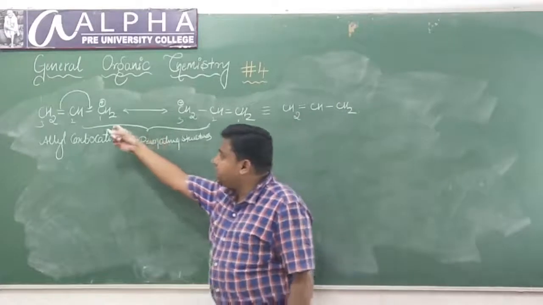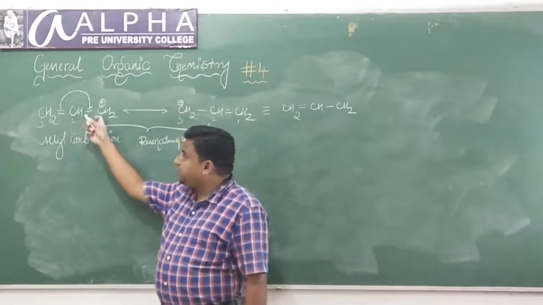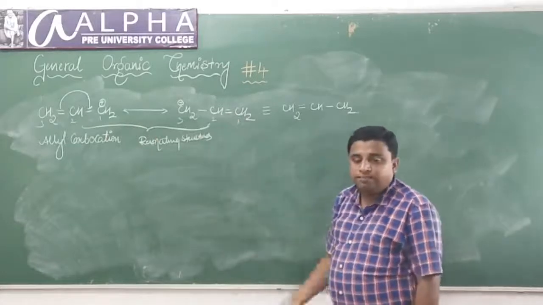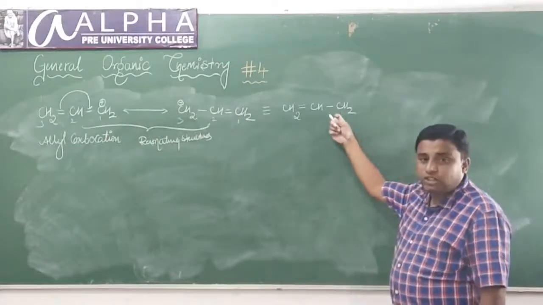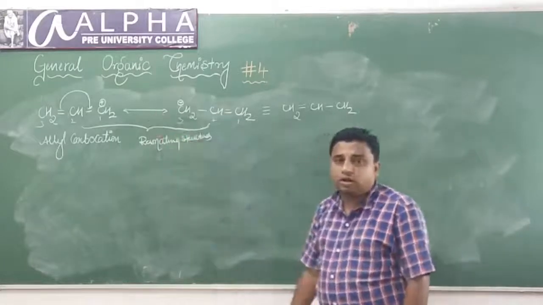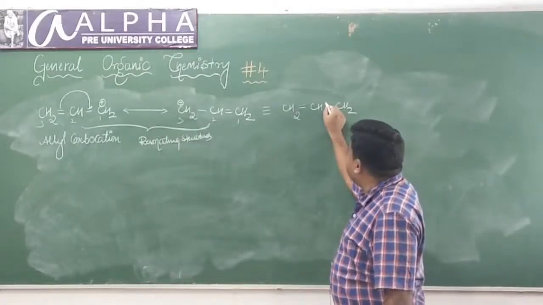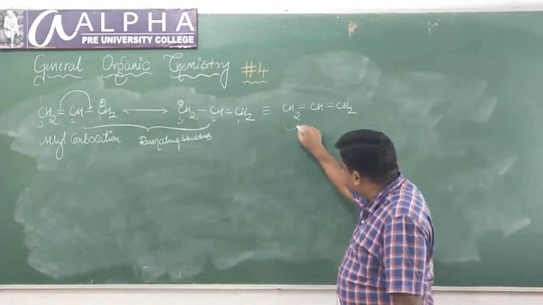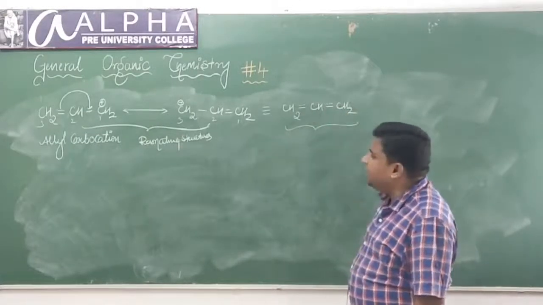Now observe first carbon and second carbon. In one resonating structure there is a single bond, and in the other resonating structure there is a double bond. Therefore, the bond in the actual or real structure is somewhere in between single and double bond. What do we call that? We call it a partial double bond. So now this is going to be the real structure of allyl carbocation.